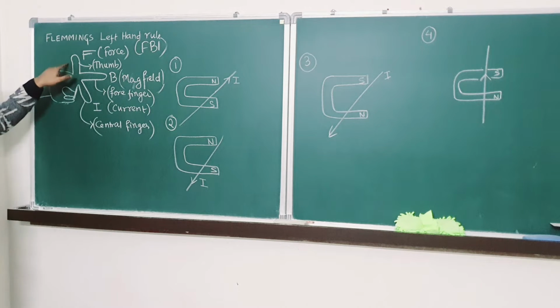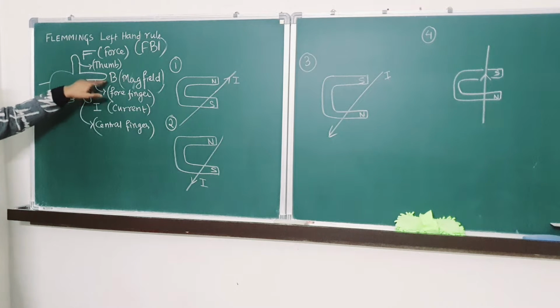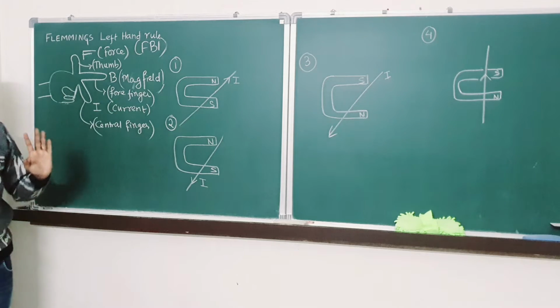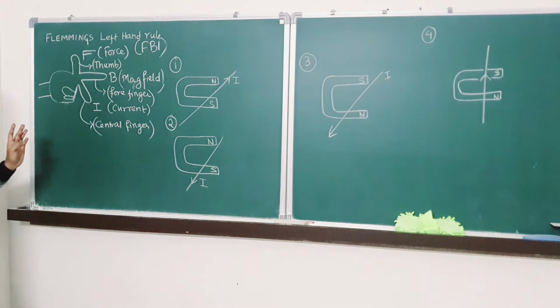So the thumb will represent force, the forefinger will represent B, the magnetic field, and the middle finger will represent the current direction. So this all represents the direction of the different parameters.